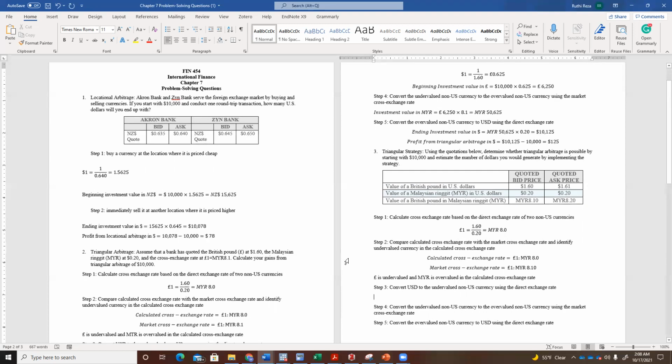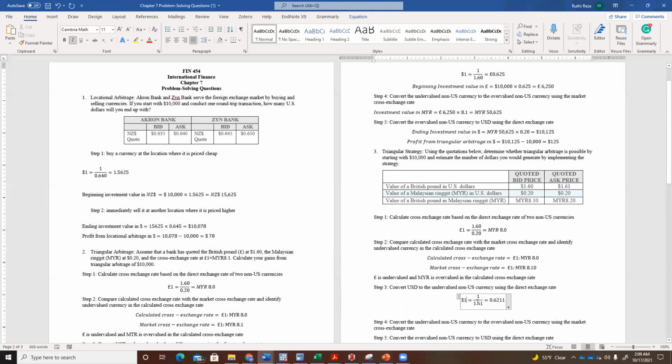Okay, so now whenever we are going to convert from here on, from step number 3, we are going to now consider bid and ask spread. Okay, so now here we are going to buy pound, and if you want to buy pound, you have to pay the ask price to the dealer. So using the ask price, $1 is equivalent to 0.6211 pound.